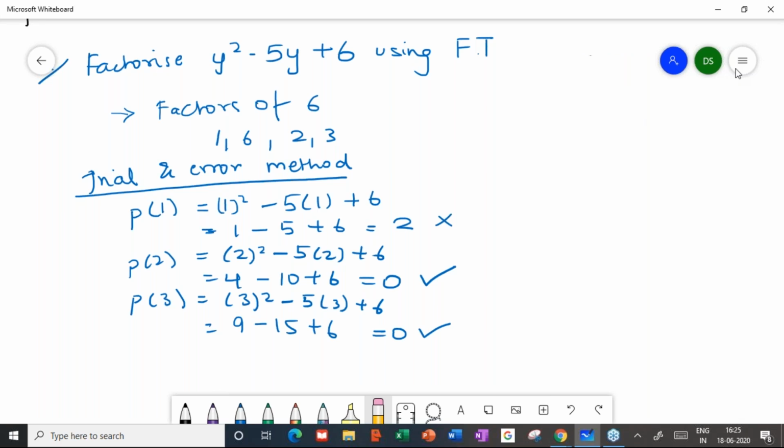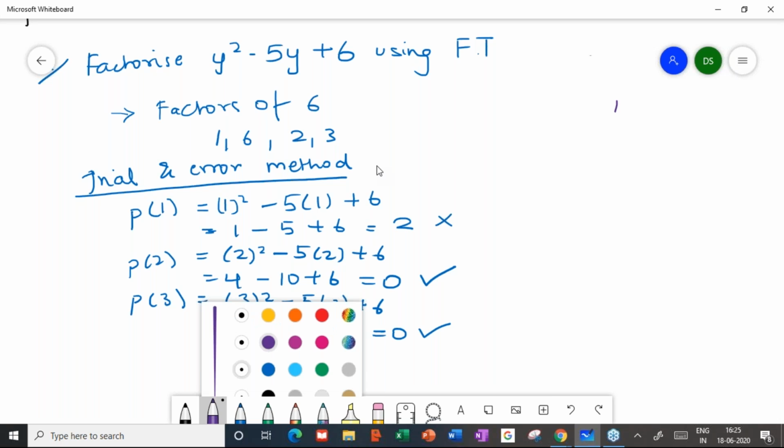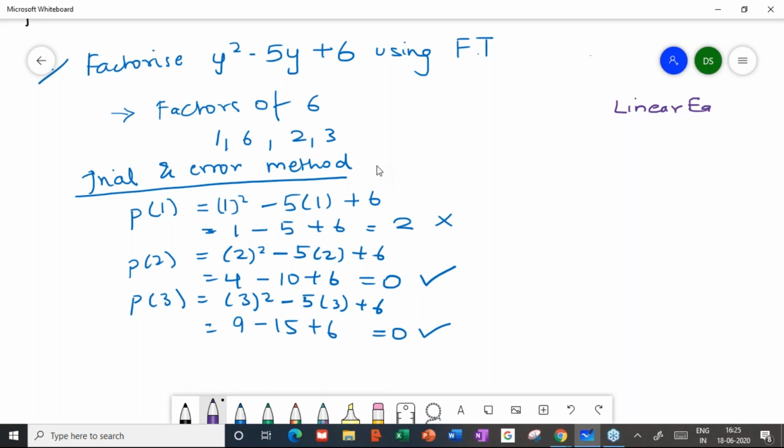I'll write it here. This is like a trick to remember, so you know how many zeros there are or when to stop. A linear equation will always have 1 zero. A quadratic equation will have 2 zeros. So you can stop. We got 2 zeros, so we can stop here.